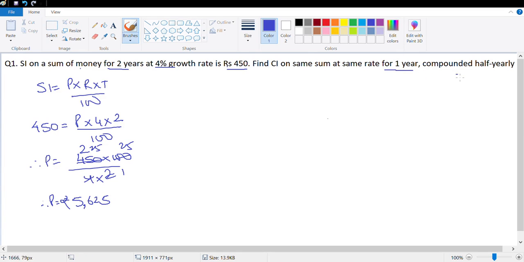Next they say find CI on the same sum, which means on rupees 5,625 at the same rate for 1 year compounded half yearly. So we know amount is equal to P(1 plus R upon 2 into 100) raised to the power n into 2. In this case, let's substitute values. Well, let's calculate compound interest directly.